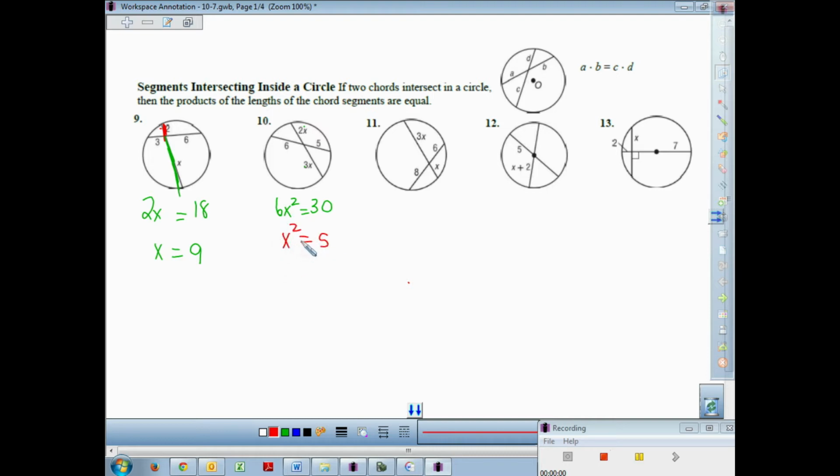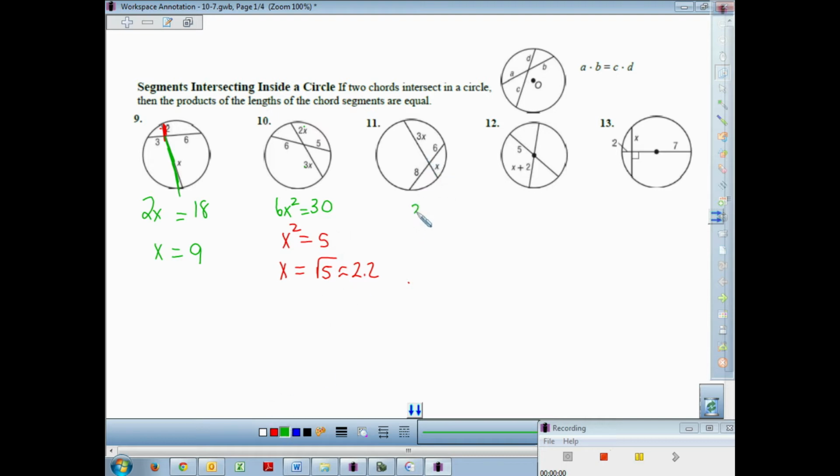And since there's no x to the first and x to the second, we can square root both sides, and x will equal the square root of 5, which is about 2.2. Notice we put both the exact and the approximate answer on that. And let's do that again here.